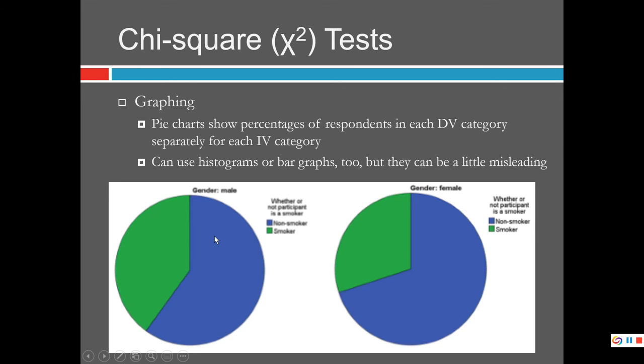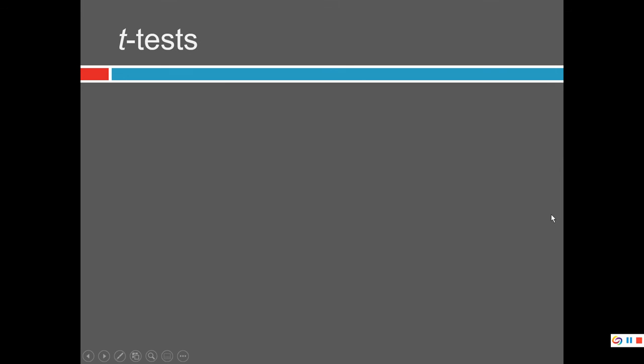So this also drives home the point that there's some difference here. Men seem to be more likely to be smokers than women, but it's not that big of a difference. So putting it visually can really underscore some of the things that might be more abstract when you're showing things statistically.